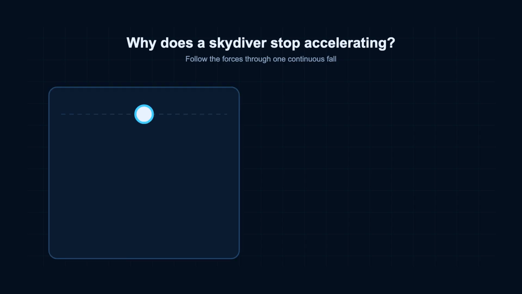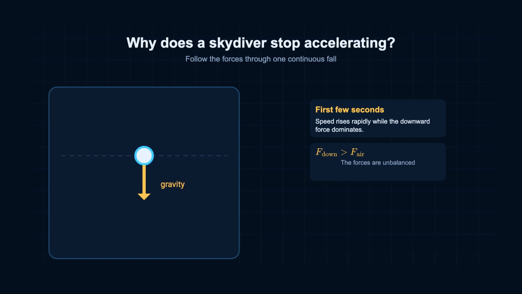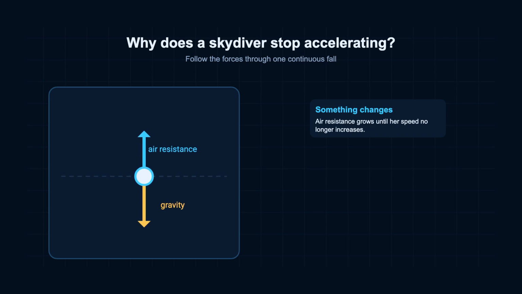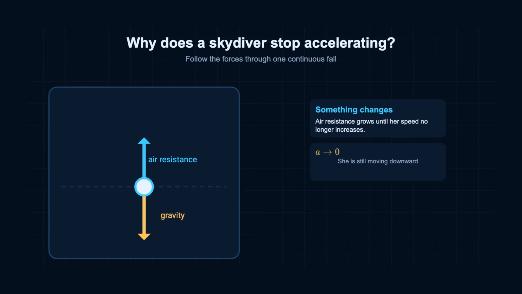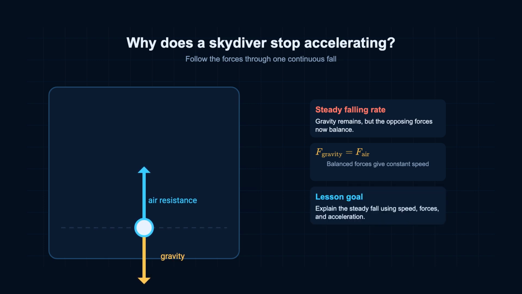Picture a skydiver stepping out of a plane. For the first few seconds, she speeds up fast, gravity pulling her down harder and harder. But keep watching, and something strange happens. Her speed stops increasing. She's still falling, gravity hasn't switched off, yet she settles into a steady rate. What's actually going on there? By the end of this lesson, you'll be able to explain it properly.